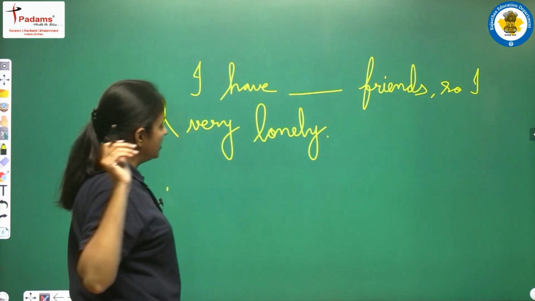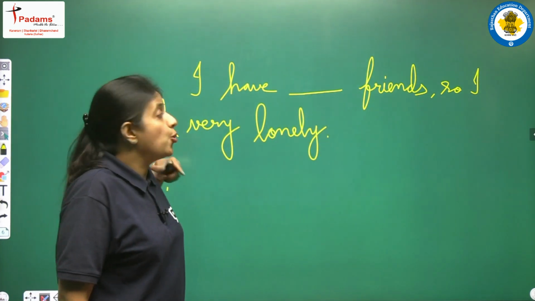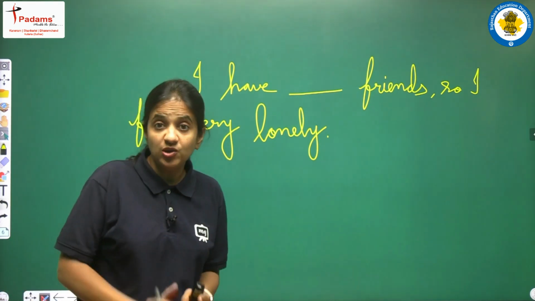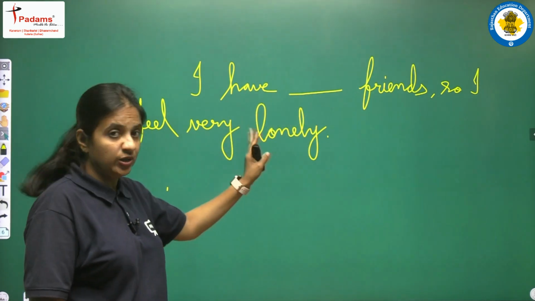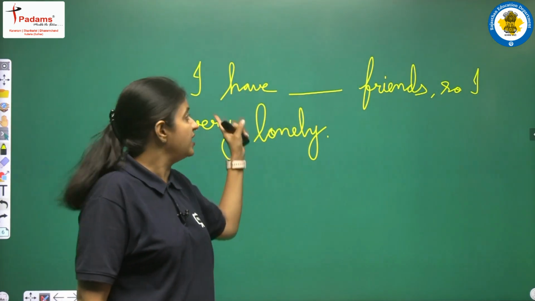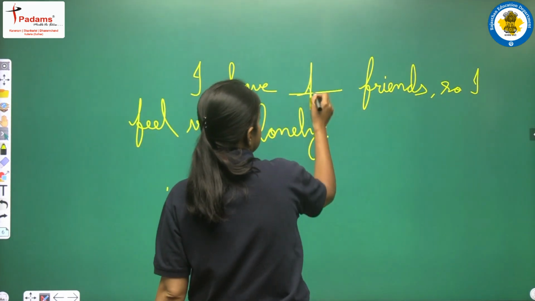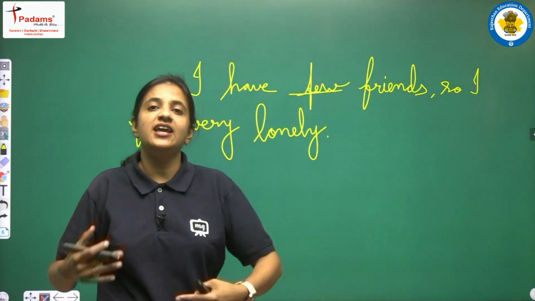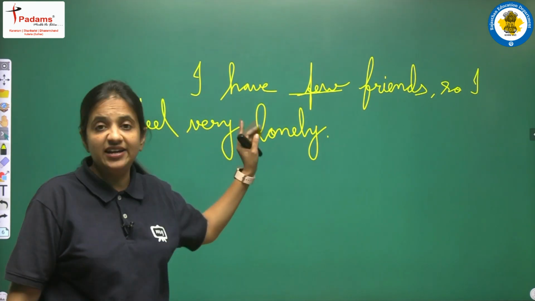So students, here we are having "I have friends, so I feel very lonely." When a person will feel very lonely, जब उसके पास कोई company नहीं होगी. So here we are having this sentence, "so I feel very lonely." Because of this sentence, we are getting one idea here that I have few friends. It means friends जो है वो इतने कम हैं that we can say that they are in a negative sense, right? And this is the reason that I feel very lonely.